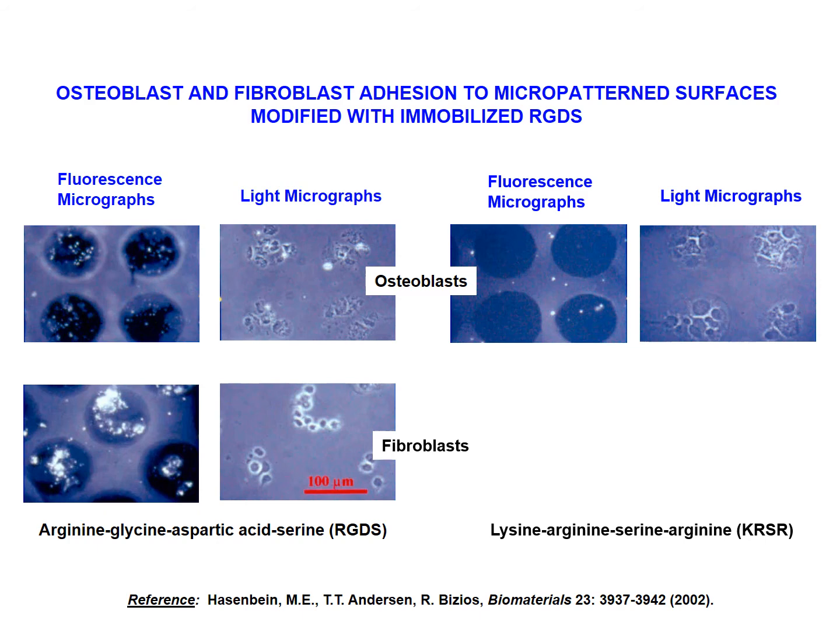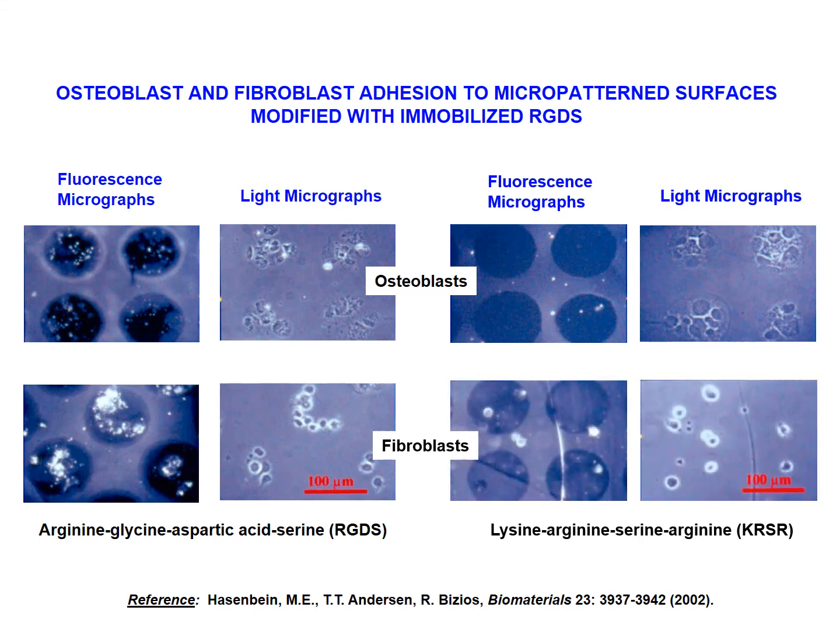Again, on this column, you see the background of the patterns, and from the same frame under light micrographs, you see the osteoblasts adhering inside the circles and forming very, very nice colonies. In contrast, when the fibroblasts are placed on these patterned surfaces, which have been modified, the interior of the circles with KRSR, what we have as a result? Anecdotal, random, and very limited interaction of fibroblasts with those modified surfaces.